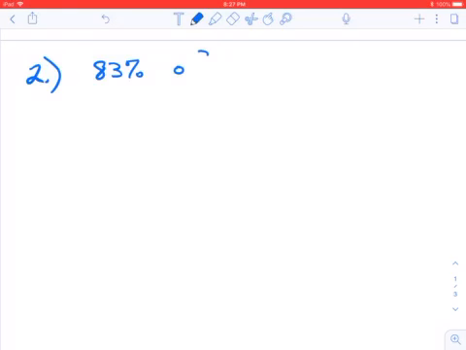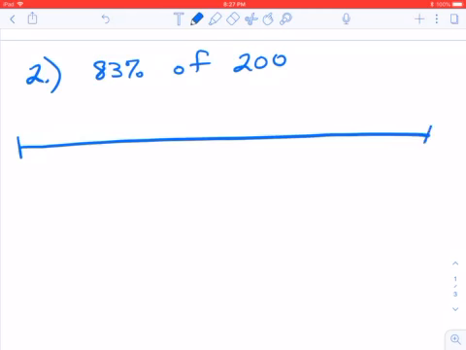83% of 200. So again, we're going to make our double number line. There's 0%, there's 100%, and the 100% amount is 200. Okay, that's the whole amount, and we want to find part of that. We want to find 83%. That's what we're wondering. What's 83%? We don't know.